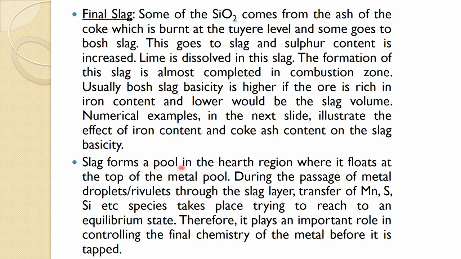So, slag forms a pool in the hearth region. When it gets completed somewhere in the combustion zone, it comes down and forms a pool in the hearth region, where it floats at the top of the metal pool due to the lower density of the slag, almost 2.5 times lower than the metal pool density, I should say, because the iron is not pure iron, it is a mixture of impurities like sulfur, carbon, phosphorus, manganese, like that.